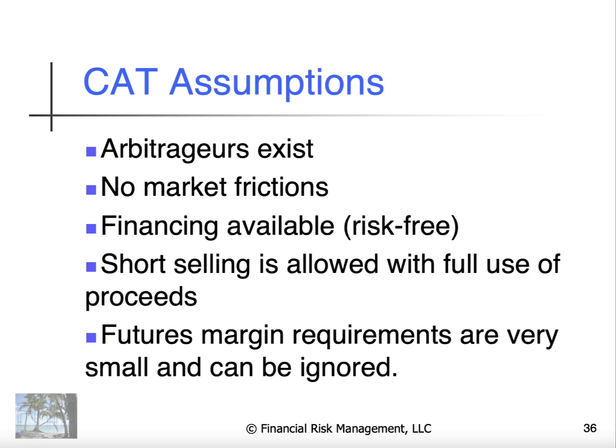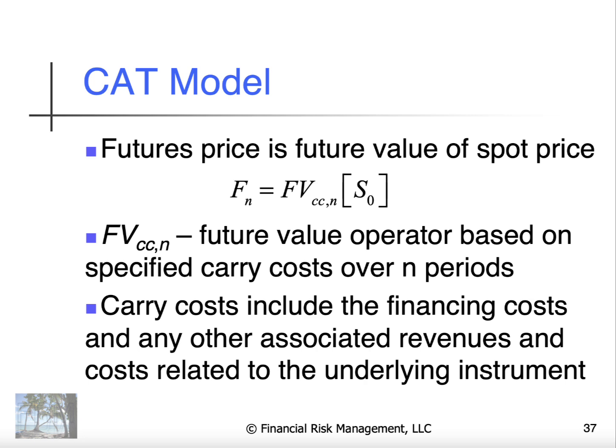We assume arbitrageurs exist. There's no market frictions. Financing is available at the risk-free rate. Short selling is allowed with full use of proceeds. And the futures margin requirements are very small and can be ignored. The carry arbitrage theory model basically says the futures price is the future value of the spot price, where this future value function is based on the all-in carry cost, and it's the future value of the spot.